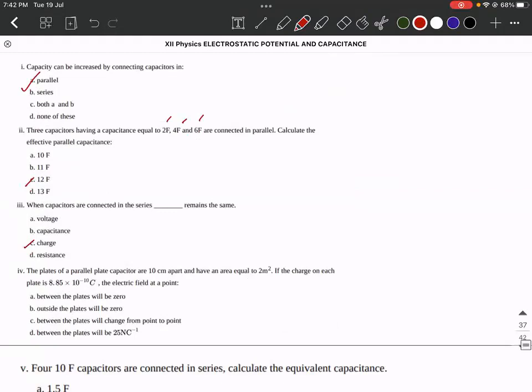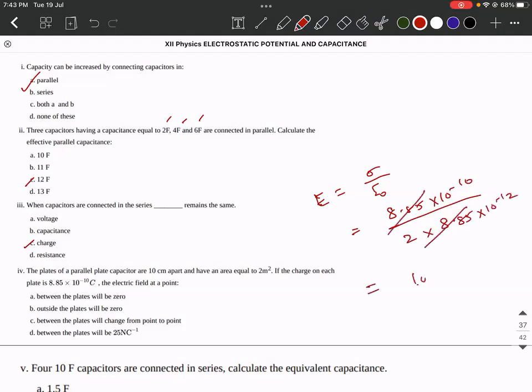The plates of a parallel plate capacitor are 10 centimeter apart, and have an equal area of 2 centimeter square. The charge on the plate is 8.85 times 10 power minus 10. The electric field E is equal to sigma by epsilon naught. Sigma is Q by A. So Q is 8.85 times 10 power minus 10, divided by area 2, into epsilon naught, which is 8.85 times 10 power minus 12. So this will become 10 power 2 divided by 2, that is 100 by 2, which is 50.